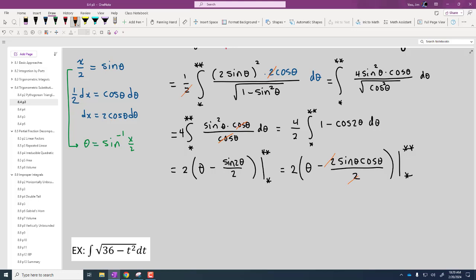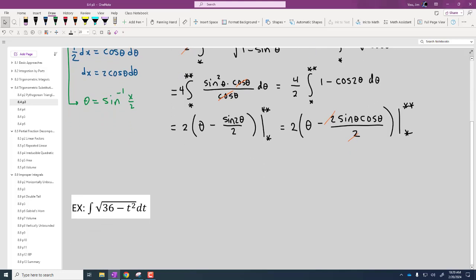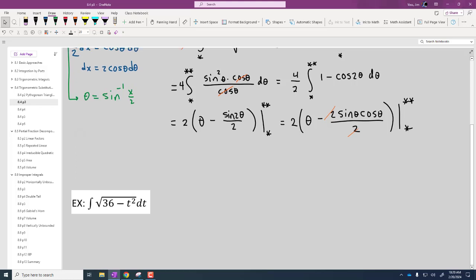So super important again, your identities are going to be all over the place. We've already used a Pythagorean identity. We're now using a double angle identity. And these trig sub problems are complex because of that. We're always using identities to get through it all. All right, so we are close. Now we have one more thing.